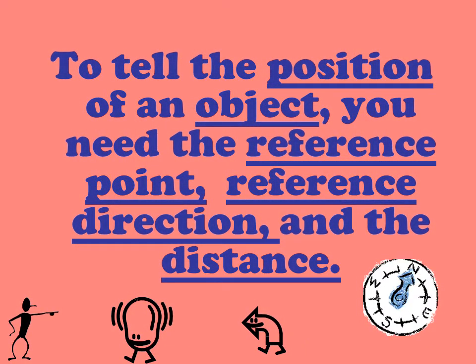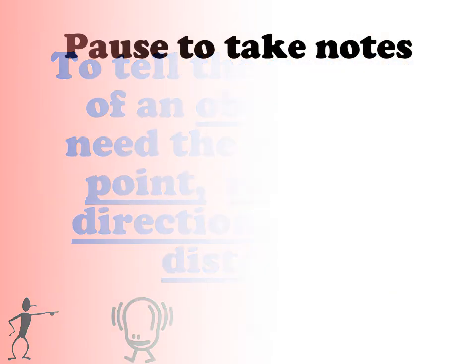To tell the position of an object, you need the reference point, the reference direction, and the distance. So a reference point would be where you start from, where you're going, and how far you're going. And here's a cool little picture of a compass with north, south, east, west. Like never eat soggy Wheaties. Pause to take notes.